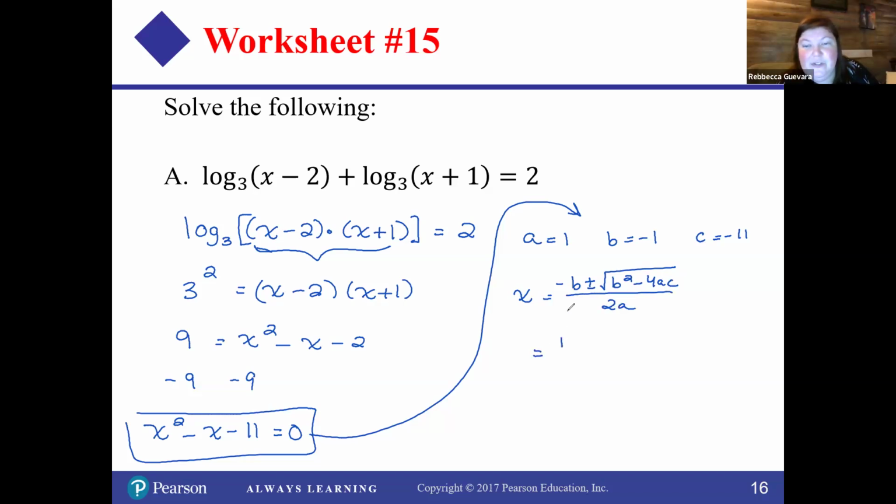So we will have a -1, so +1, plus or minus the square root of 1 squared, so 1, minus 4 times a times c, so plus 44, divided by 2a, so that would just be 2. So what we have as answers is 1 plus or minus the square root of 45 over 2. You've got to be careful with logarithms because remember, what's in here has to stay positive.